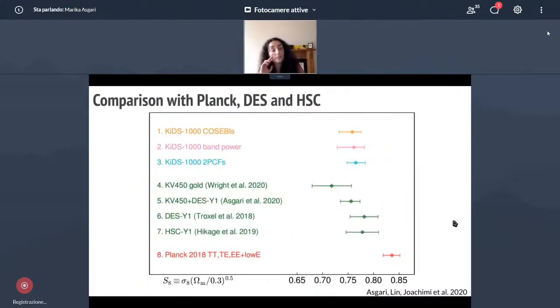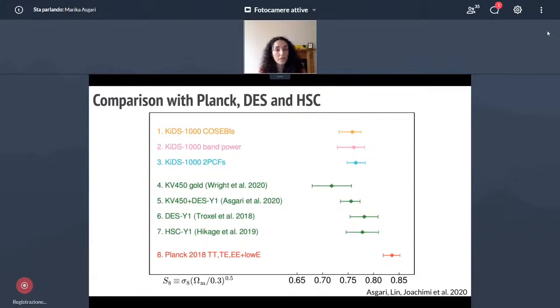All right, and finally here, we can compare our results with previous cosmic shear analysis results, shown in green. Number 4 is showing the KiDS results from its previous data release. That was 450 square degrees, so KiDS-450. And then numbers 6 and 7 are showing results from other cosmic shear surveys, the Dark Energy Survey and Hyper Suprime-Cam. And number 5 is a joint analysis of KiDS-450 and the Dark Energy Survey Year 1.